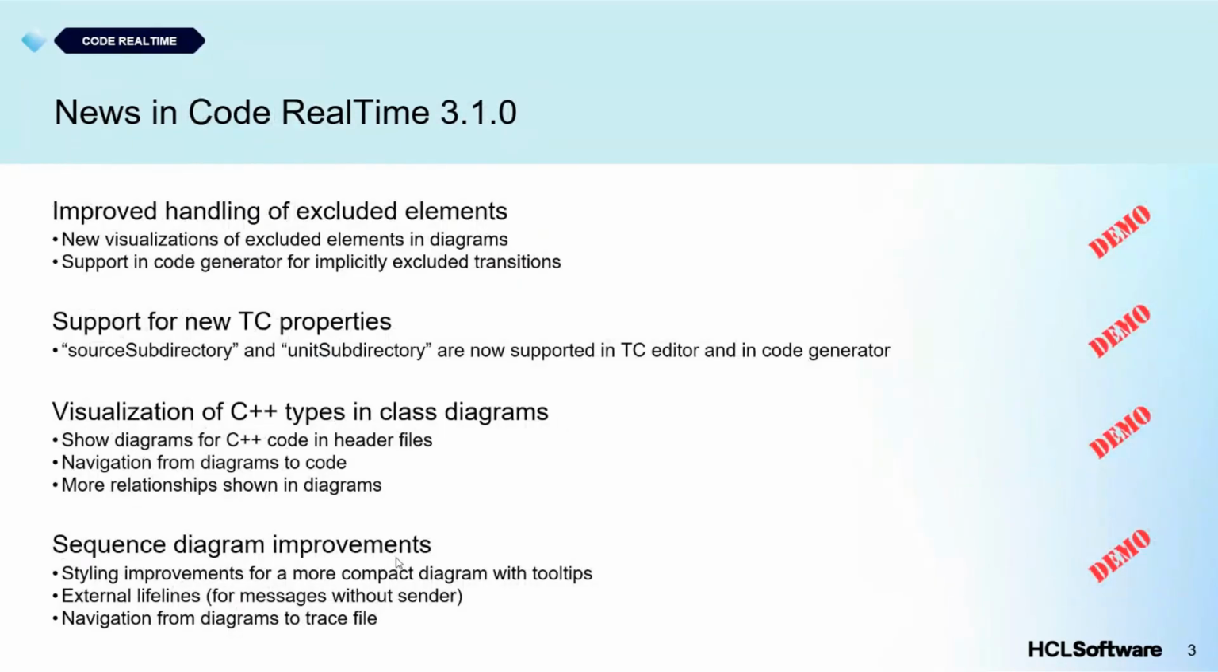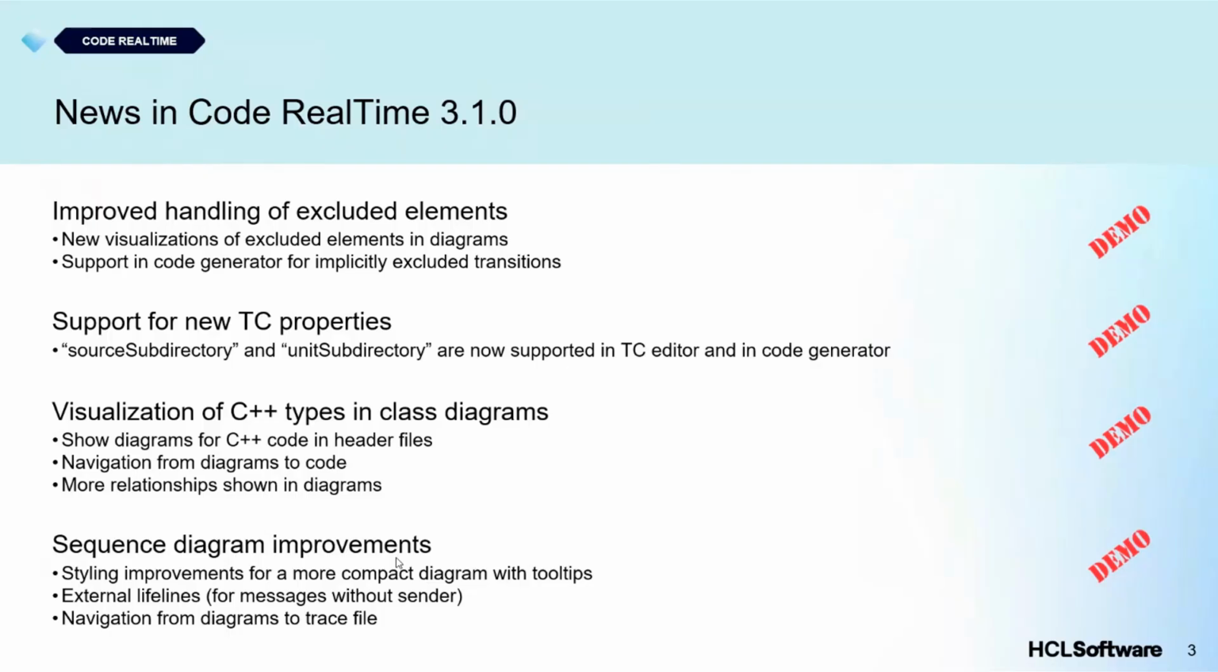So moving to Code RealTime 3.10, we have improved the way excluded elements can be shown on diagrams. So now you can choose if you want to hide them, as is done in Model RealTime, or if you want to show them, but with a different visualization, as I think was the case in Rose RealTime. So we have now both those options implemented in Code RealTime.